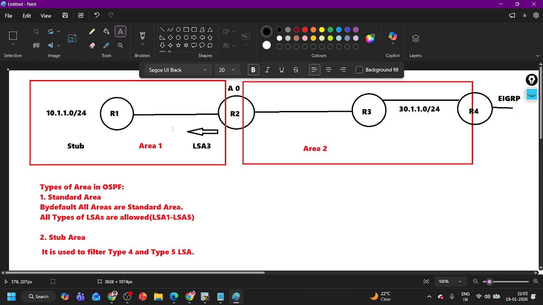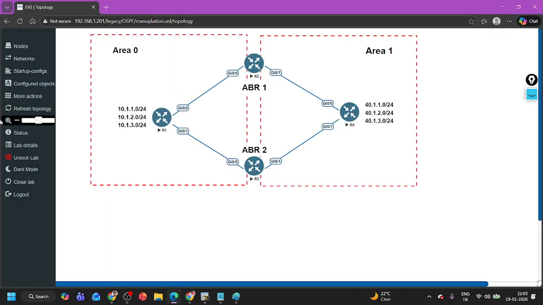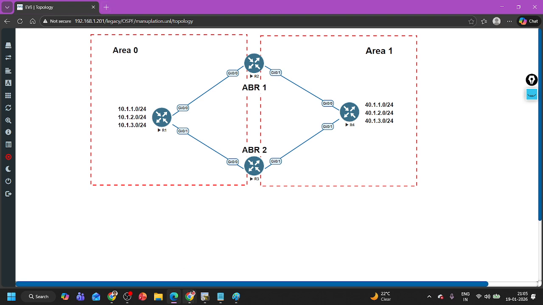How will communication happen? For that I am going to use this lab. I already have a lab. Let me show you here.